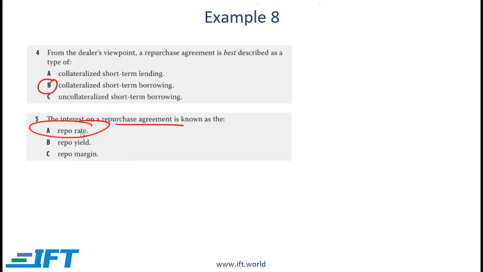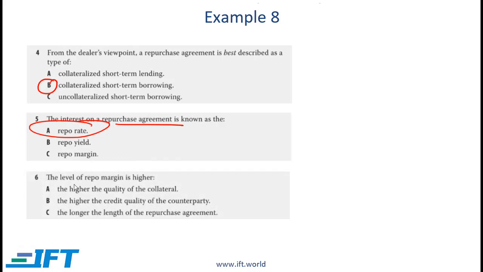The level of repo margin is higher under which of the following circumstances? Higher quality of collateral. Actually, high quality of collateral causes the repo margin to be lower. Higher credit quality of the counterparty. This also causes the repo margin to be lower. The longer the length of the repurchase agreement, this causes the repo margin to be higher. So the best answer is C.